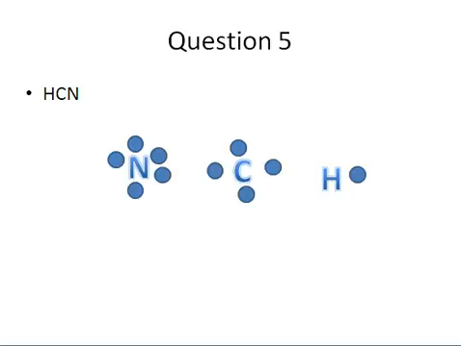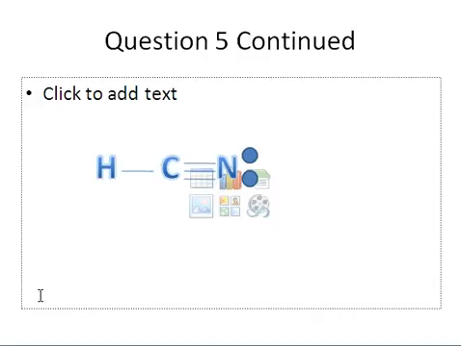Alright, so question 5 continued. As I was saying, we're going to take out the valence electrons from nitrogen, hydrogen, and carbon. So we take 5 plus 4 plus 1 and add them, that gives us 10. So when we draw the dot structure, we're going to try using all single bonds, but that leaves us with 14 valence electrons, which is too many.